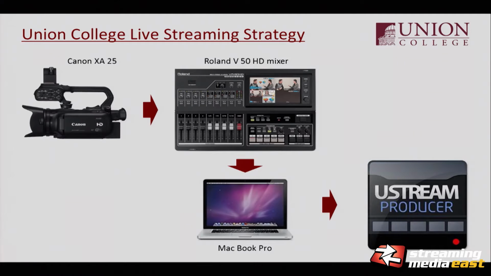Like I said, I'm from Union College, and this is basically a workflow of a mobile streaming pack. So I'll have the Canon XA25. I also use the XA15 because it has onboard memory. The Roland V50 mixer, and with that, I can have a laptop and a couple cameras in there. Usually I have it hooked up through HDMI right into my Mac, and I use Ustream Producer. Also, we pay for the upgrade for it to go 720p when it's streaming. So that's basically a nice little mobile pack that we take along.